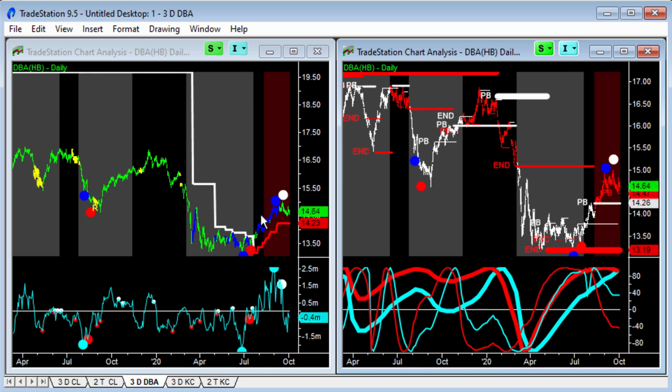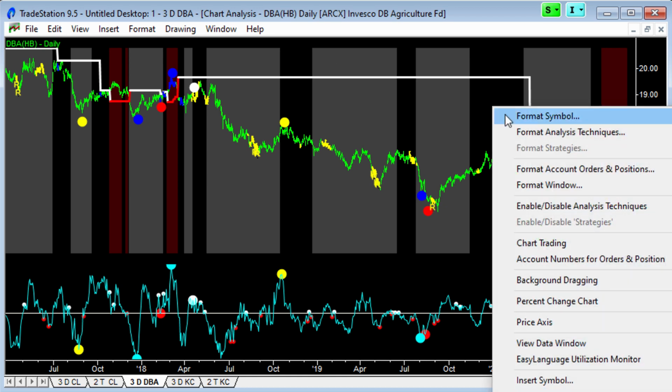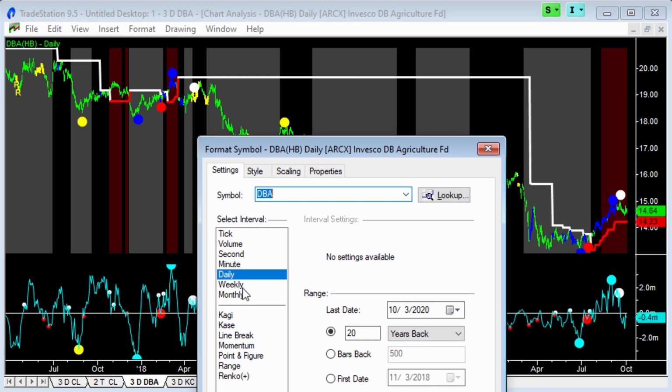Now, coffee, I'm pretty interested in a lot of the ag commodities. I've shown you this chart a couple of times. It's DBA, which is the largest ETF that covers all of the agricultural futures commodities. And this thing has been pretty uninteresting for some years. Let me just show you this on a weekly chart.